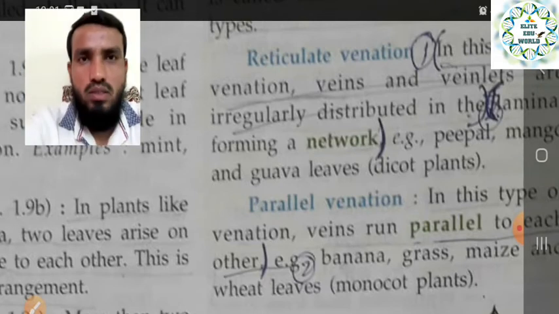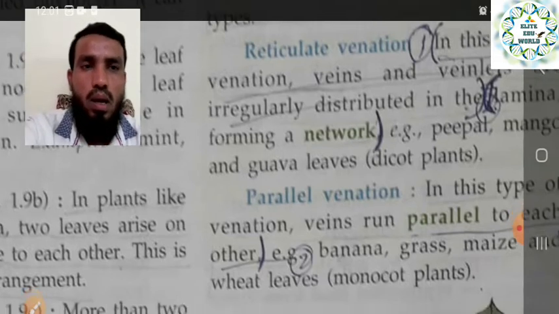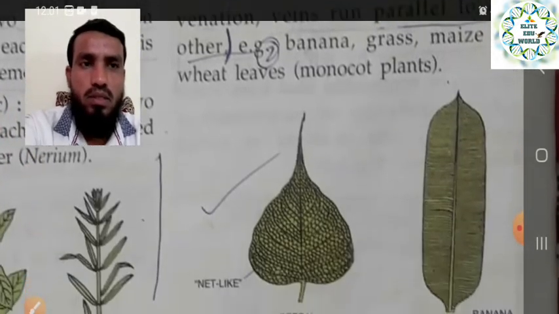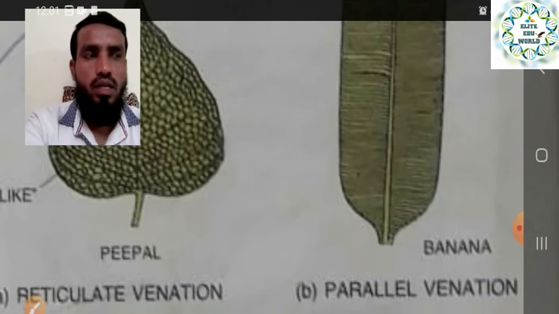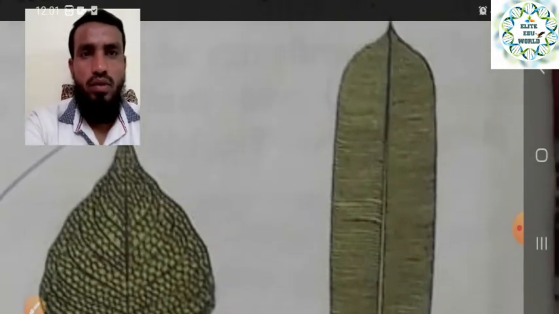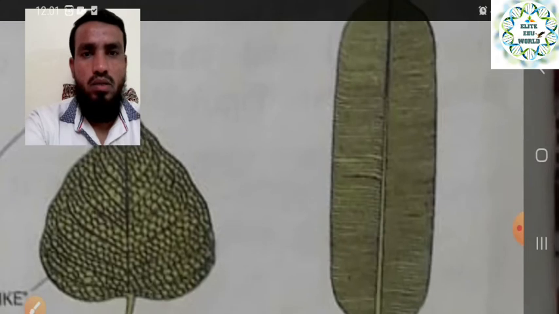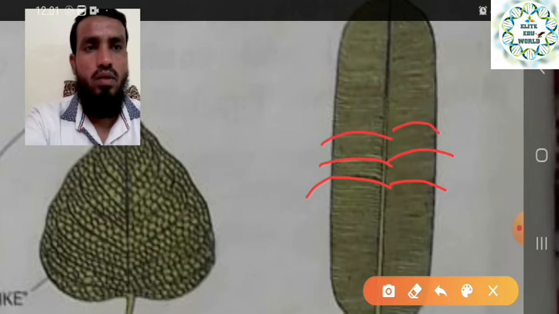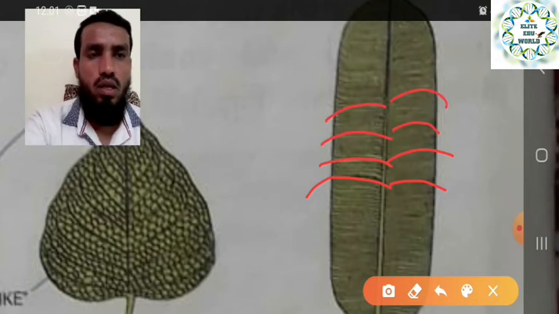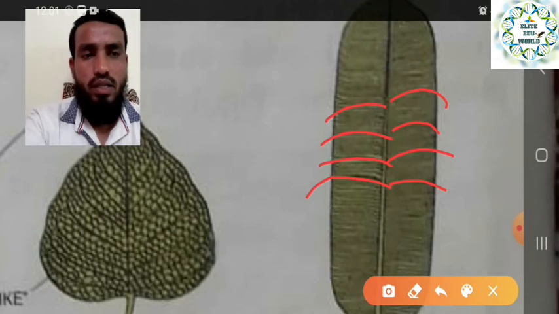Now we will talk about the second type, which is called parallel venation. Parallel means running alongside each other in a proper sequence. So this is parallel venation. An example is banana. If you have seen the leaf of the banana, it has venation that is parallel to each other. Each and every vein will be parallel to the others, and that is what is called parallel venation, right.